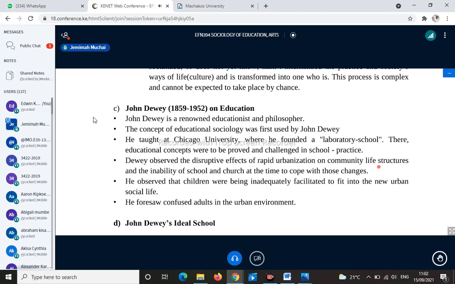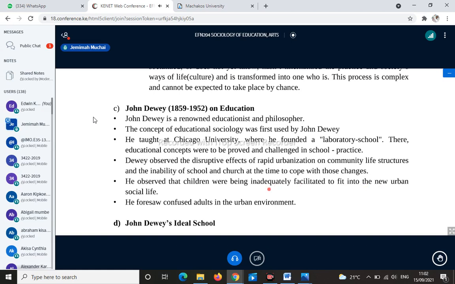They come to town where even if you lack salt, you don't know whom you will go to ask. If there is perhaps no water, in the village, you used to go to the river to fetch water. Here, where do you get water? So many problems. And the inability of schools and the church at the time to cope with those changes. He observed that children were being inadequately facilitated to fit into the new urban social life.